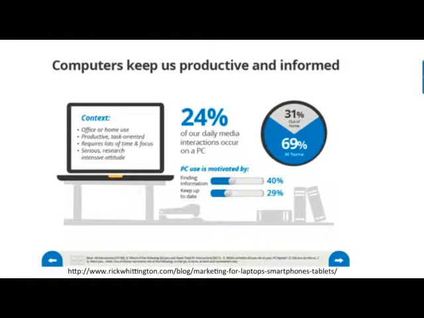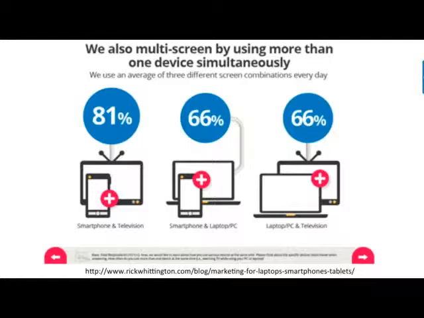So computers keep us productive and informed. If you're in a B2B environment, it is quite likely that most of your target audience will be accessing your information from a laptop or a desktop device. If they're in a B2C environment, it's probably more common that they will be accessing it from a phone. But don't forget, your business audience is also very, very busy and will be traveling a lot. So they'll be switching between phone, desktop and laptop.